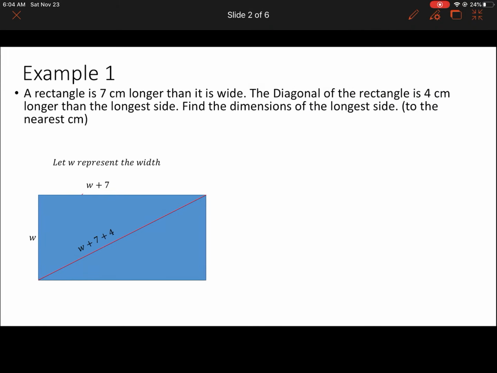We have to find W. Then W plus 7 will give us the longest side. But what's the relationship between these two? How can I find W? Is there a relationship between these sides?